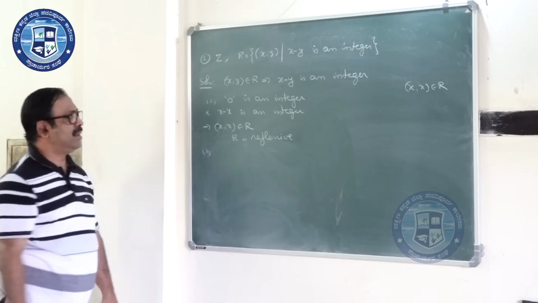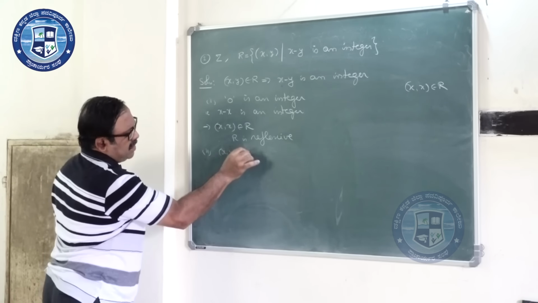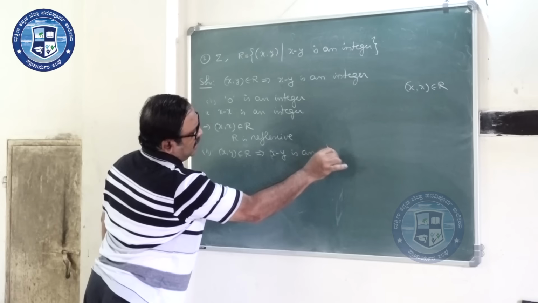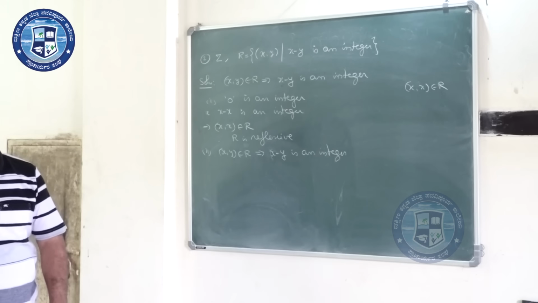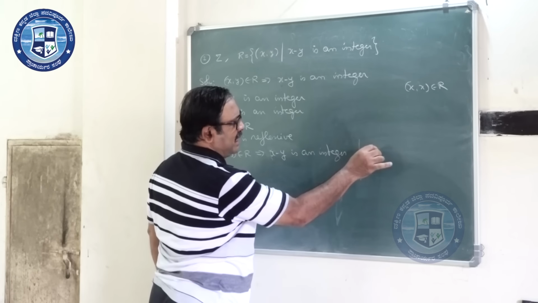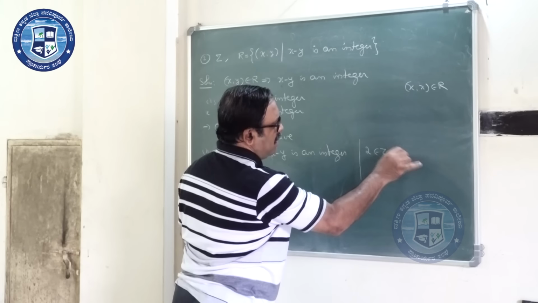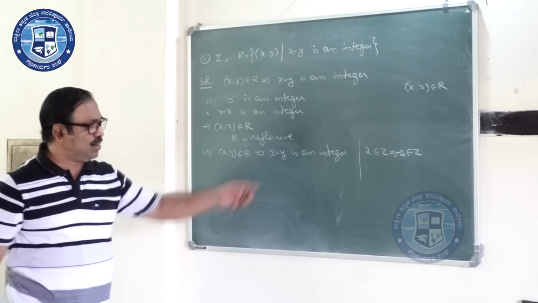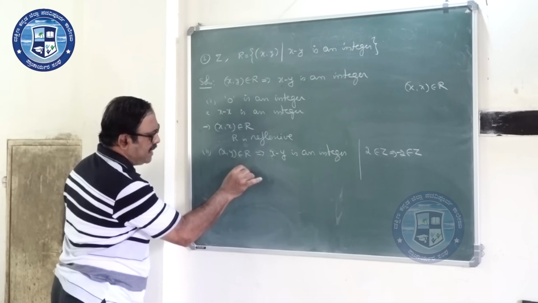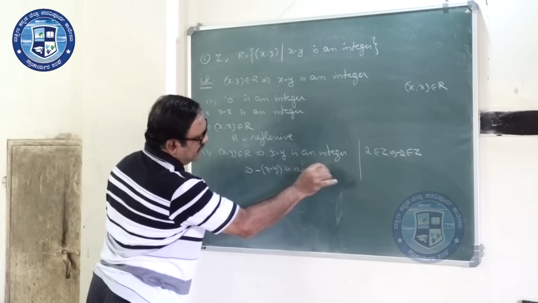Now second case, symmetric. First write x comma y belongs to R means x minus y is an integer, correct? Now observe, 2 is an integer. I am writing 2 belongs to Z. 2 is an integer. This implies minus 2 is also an integer, correct? So minus of x minus y is an integer.